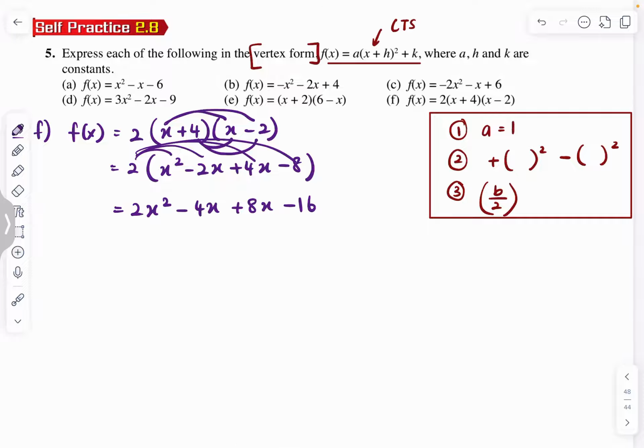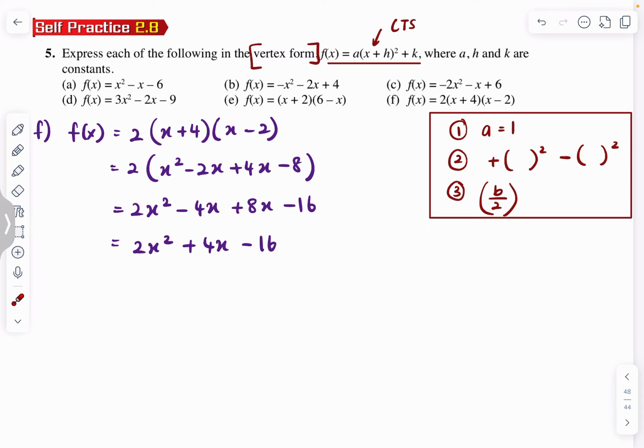Right. So in exam actually, if you understand it, don't draw these lines, it makes it look so much uglier. Okay, if you can understand already, then no need to draw these lines. Yeah, it looks more professional. Okay. So 2x square, negative 4x plus 8x will give us positive 4x minus 16.